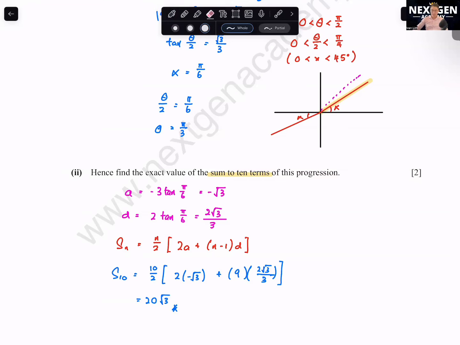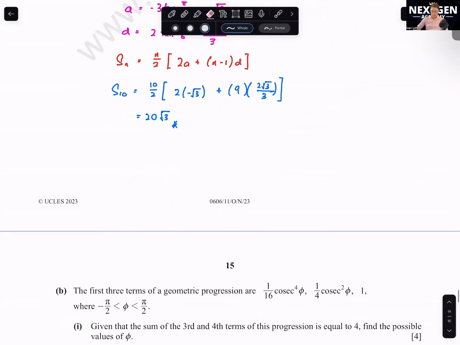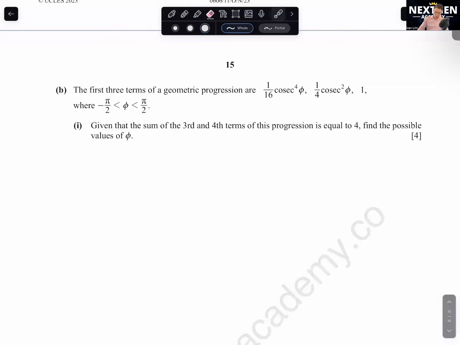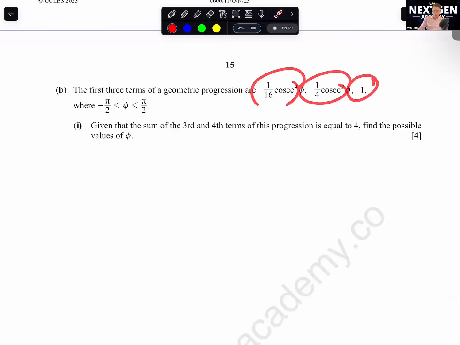Okay, let's go to question B. Geometric progression. The first 3 terms of geometric progression are these 3 terms. This, and 1.